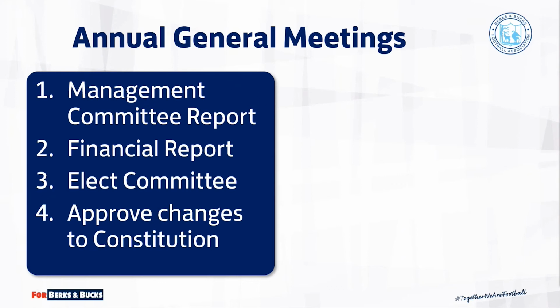A financial report, and that includes providing copies of accounts or a balance sheet so that members can see how their money has been spent over the last year, but also check and challenge that financial health of the club. The AGM should also then have a section for the election of the committee for the following year, and then approve any changes to the constitution around kind of membership rules and how some of those decisions are made.